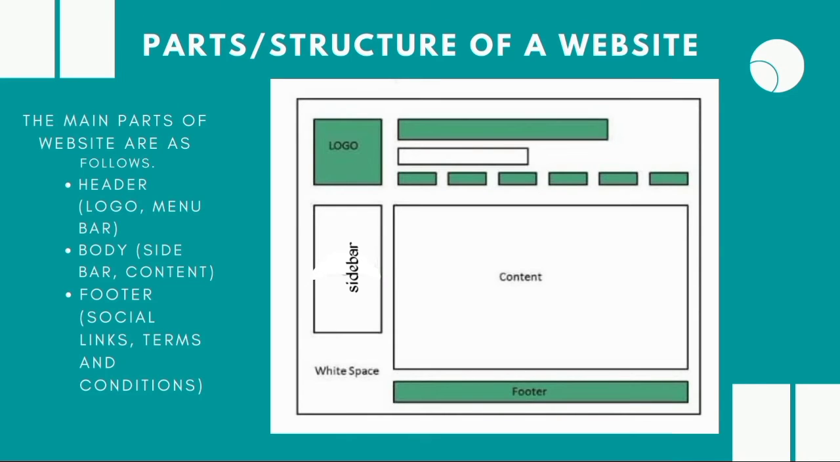So now we're going to be talking about the parts and structure of a website, right? So this is a traditional website, basically, that has all this. All right. So the main parts of a website are as follows: the header. The header is always from this place down to this place. Okay. This is just the horizontal section. It's called the header. Right.